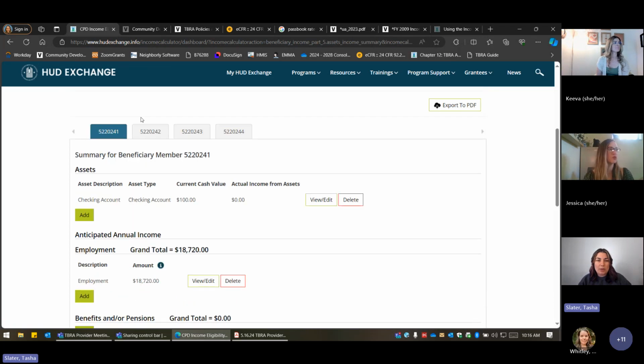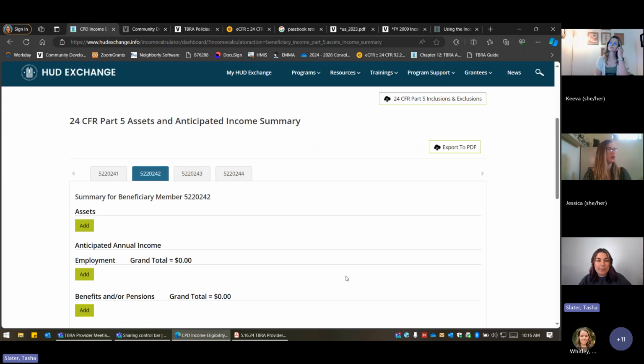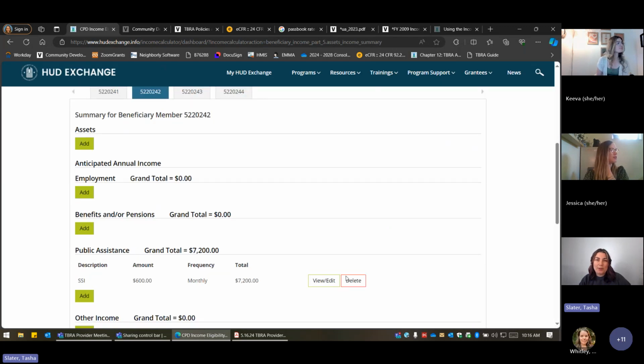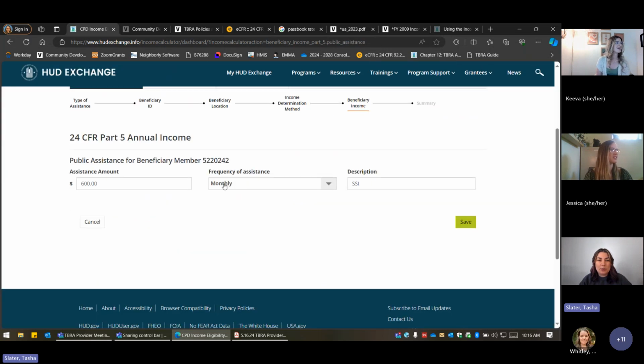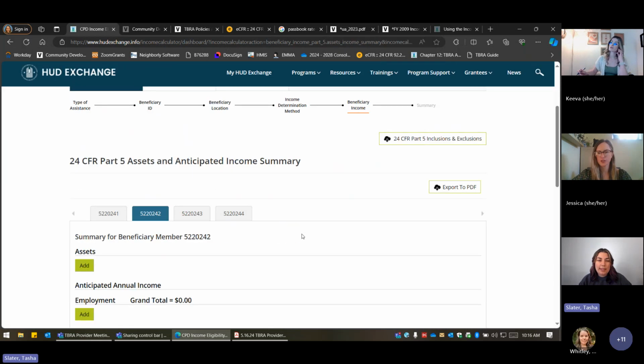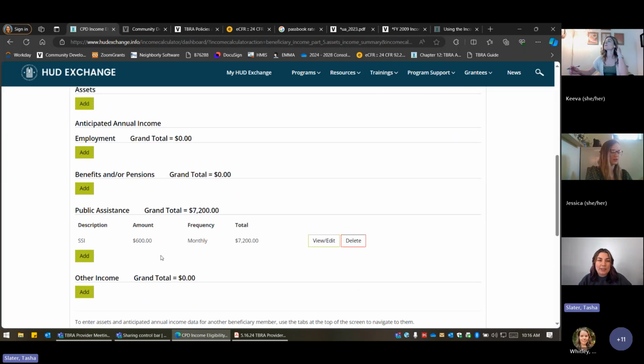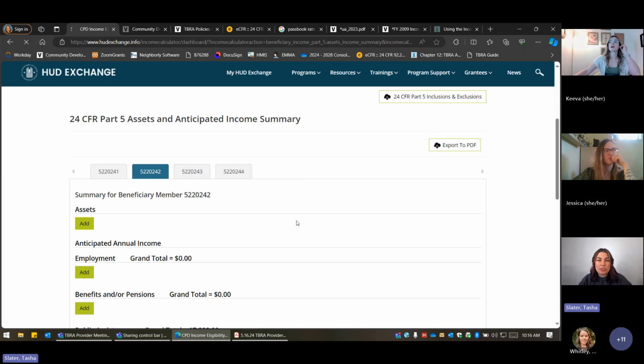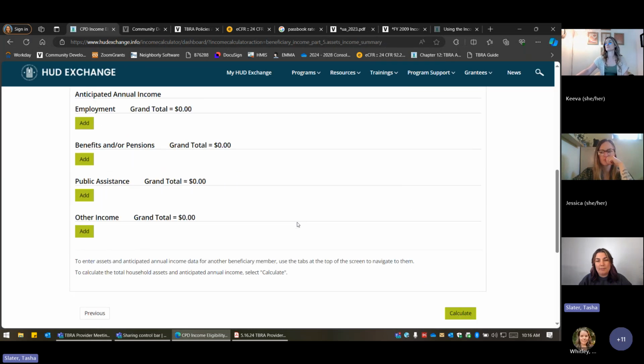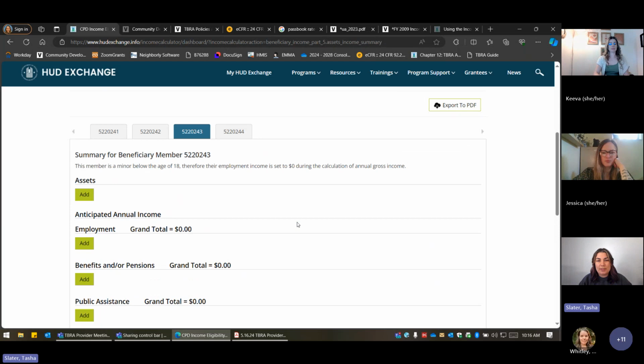So I can move to household member number 2. Remember, they were a person with a disability, so they have SSI. There are multiple options for public assistance, but this is the one we chose. So we put SSI monthly, they get $600. And that is all that person has. And then the 2 children don't have any income, so I left all of those blank with zeros.